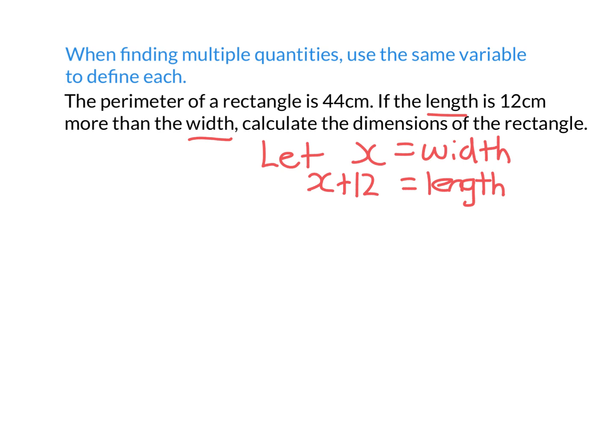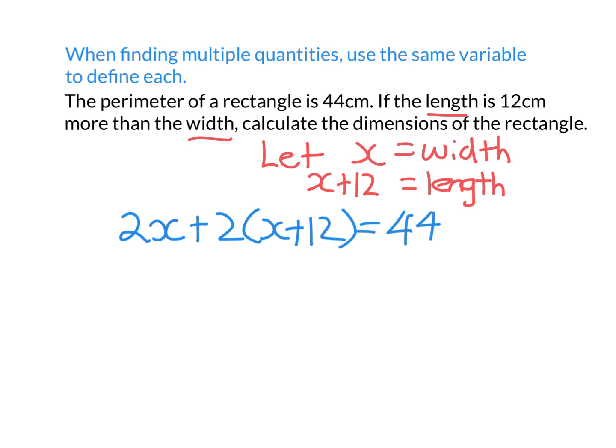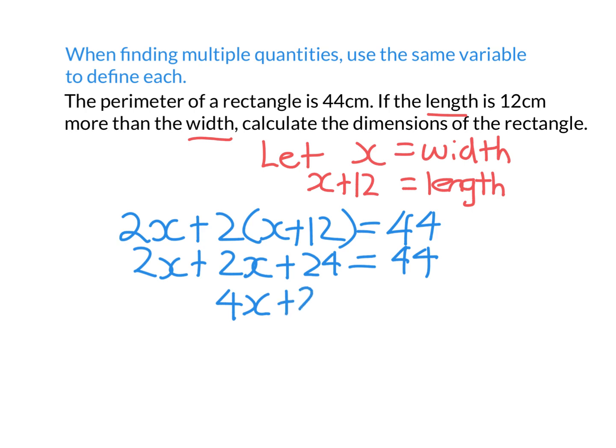So now step 1 is done. We can do step 2. We can form an equation. So the perimeter of a rectangle is 2 times width plus 2 times length. That's the perimeter, and we're told that equals 44. So to solve this equation, we need to get x to one spot. So we're going to expand the brackets, 2 times x, 2 times 12, and now we're going to collect like terms. 2x plus 2x is 4x.